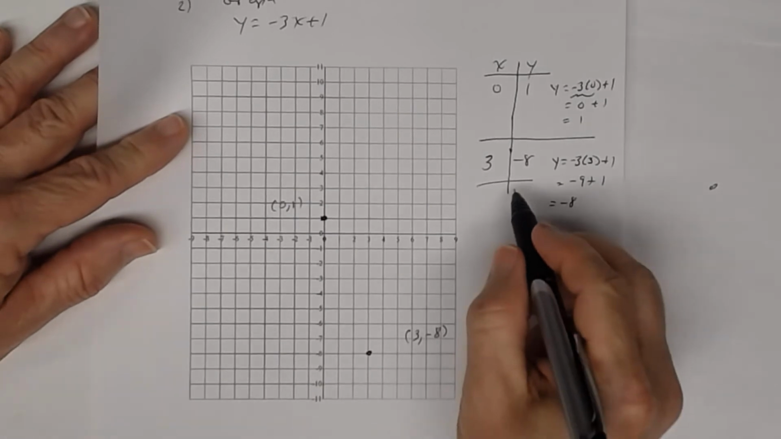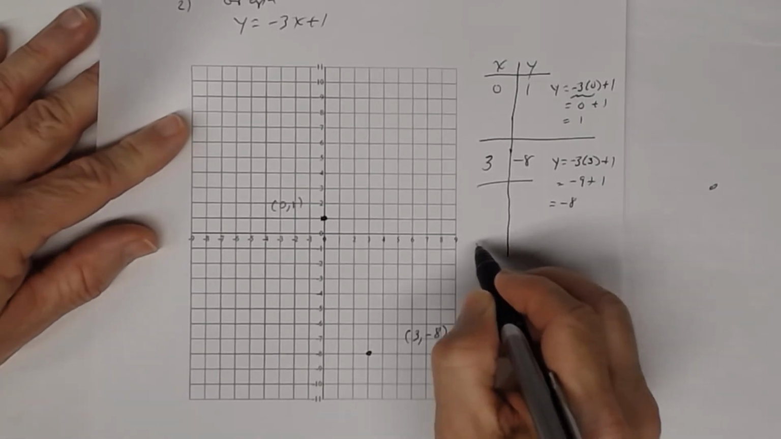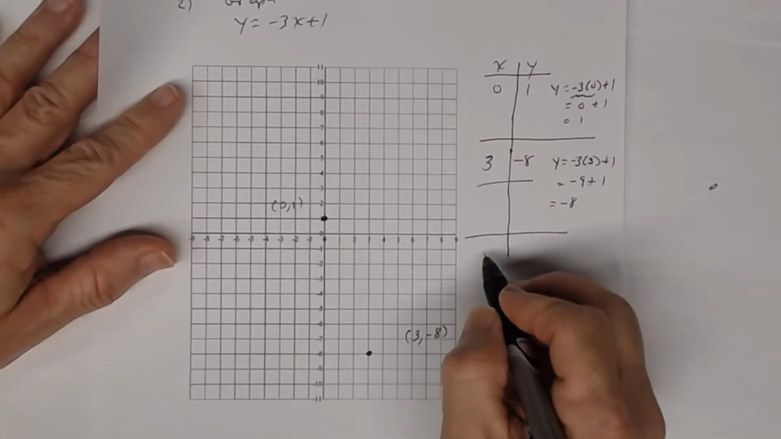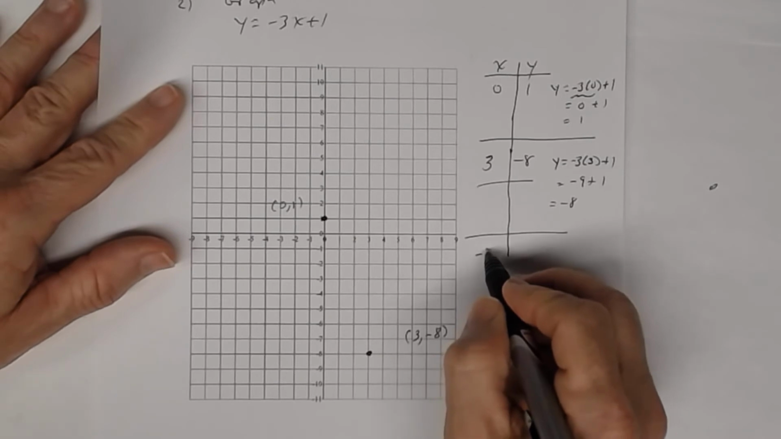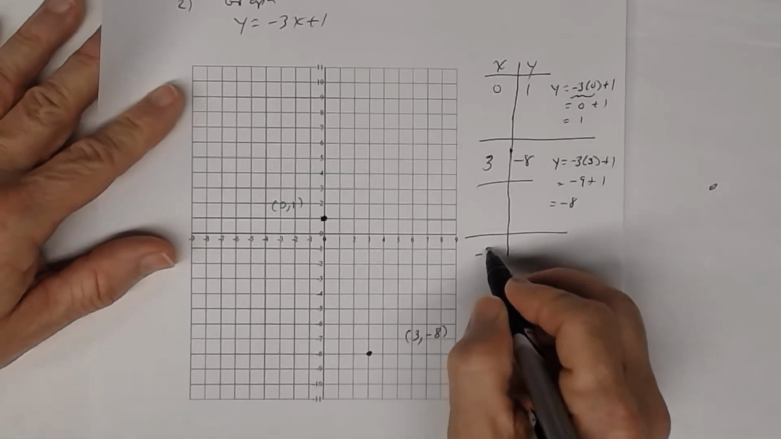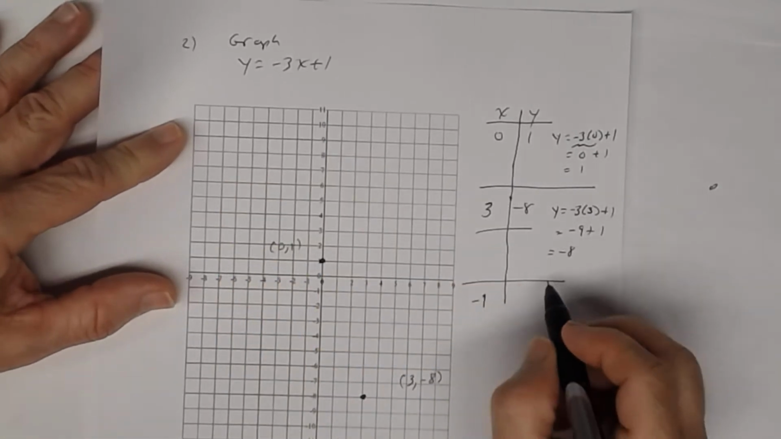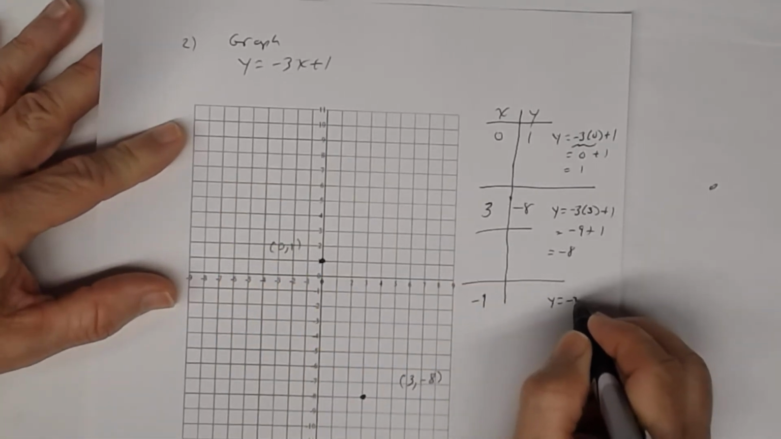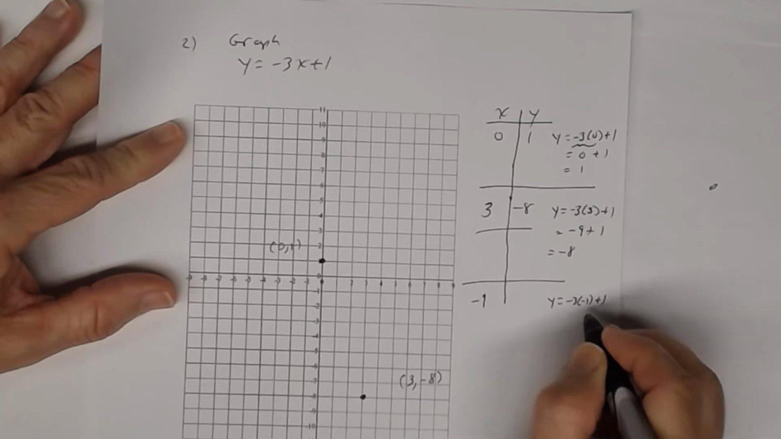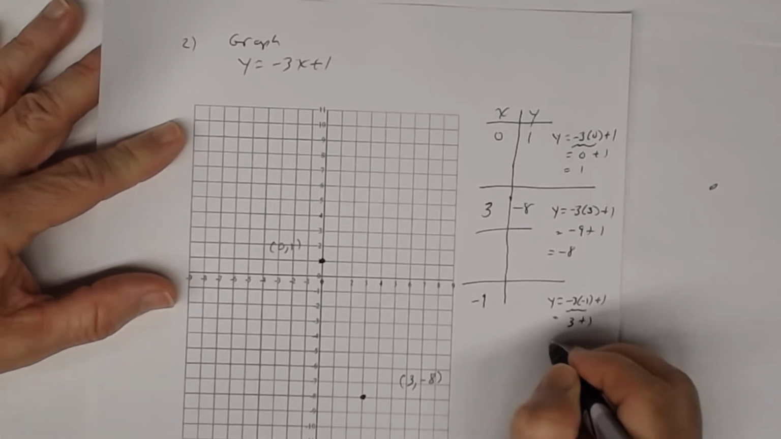Let's do one more. I'm going to let x be negative 1. So in place of x, I'm going to substitute negative 1. So I get y equals negative 3 times negative 1 plus 1. Negative 3 times negative 1 is a positive 3, and 3 plus 1 is 4.